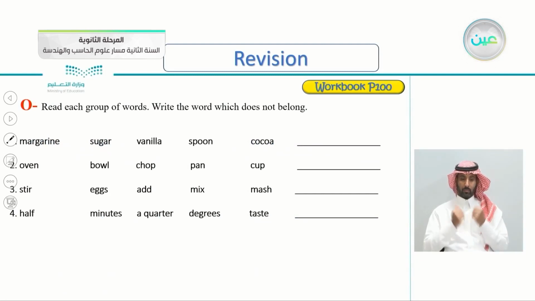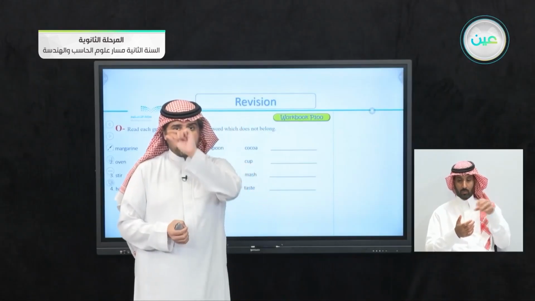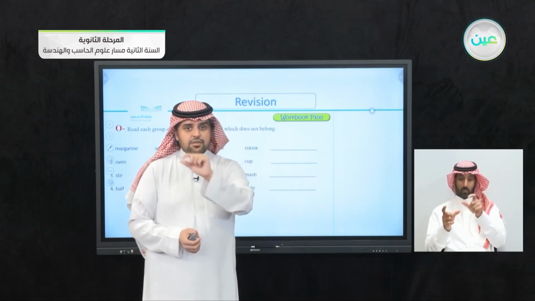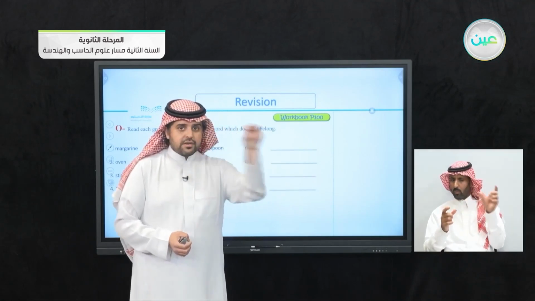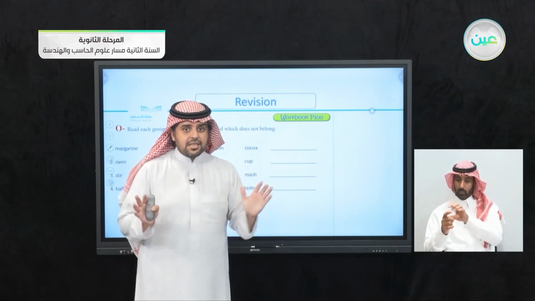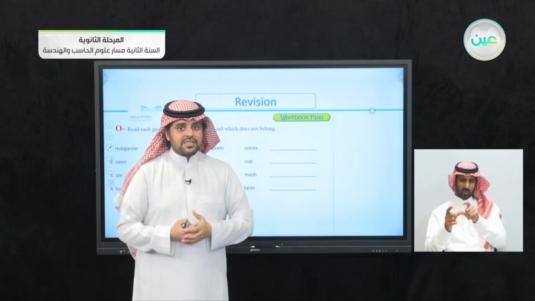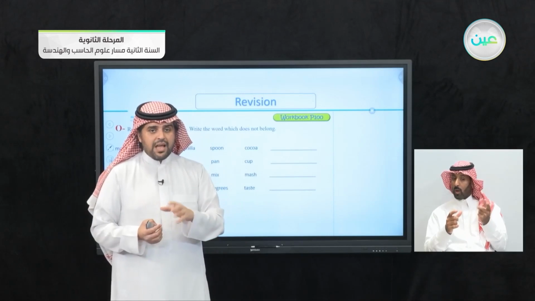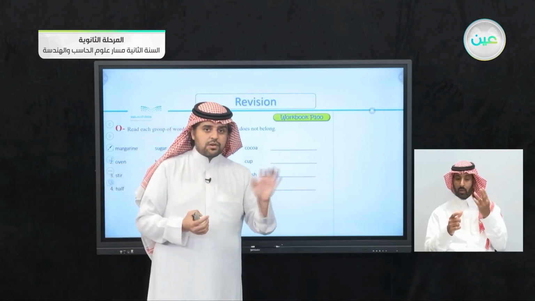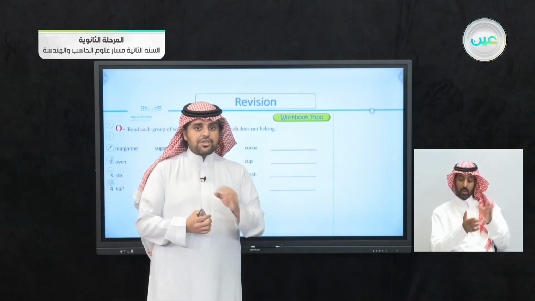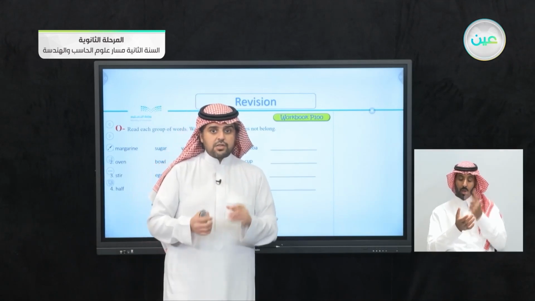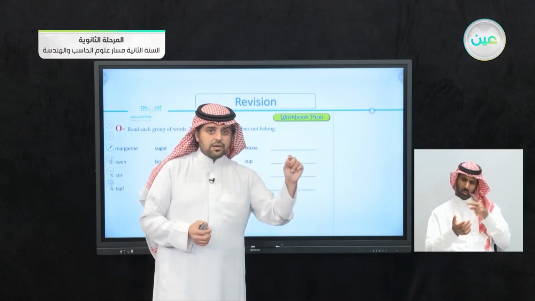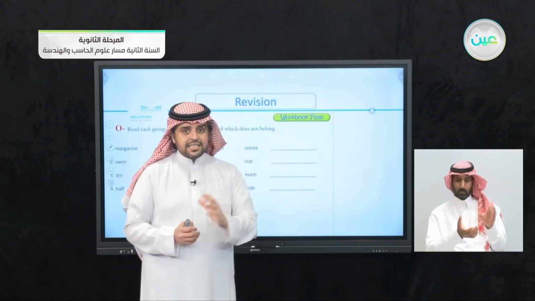Exercise O, read each group of words. Write the word which does not belong. So we have 4 groups of words, so you have 4 words. Try to figure out which word from the 4 doesn't belong to the group itself. So 3 words will be in the same group and 1 word will be outside the group. So try to distinguish or figure out which word from the group doesn't belong.